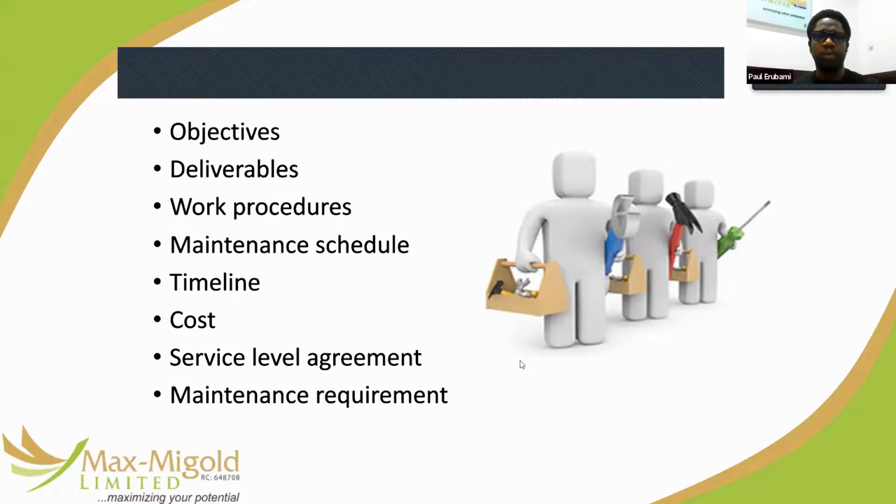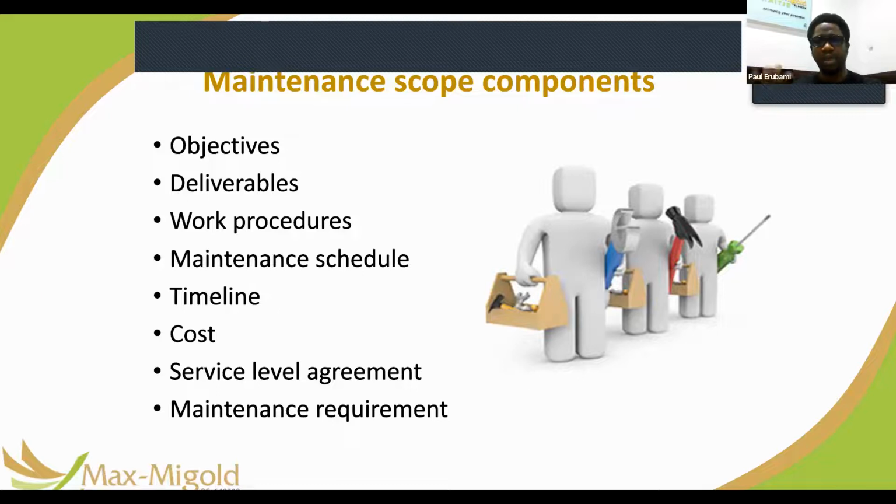So what makes up the maintenance scope? Maintenance scope is part of your maintenance plan for each asset, right? The scope includes the objectives, the deliverables, the work procedures to be performed, the maintenance schedule, the timeline, the costs, service level agreement, and the maintenance requirements, other conditions, quality considerations, and cautions that go into how that maintenance will be performed. These are one aspect of your maintenance scope, which forms part of your maintenance plan.